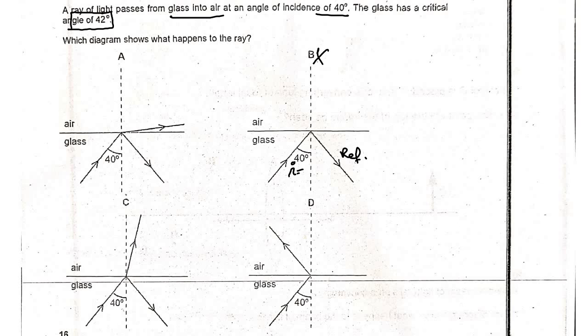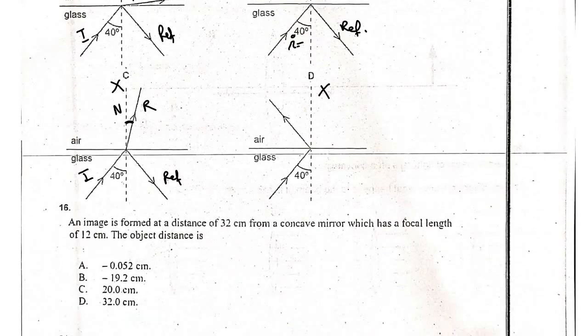In option D, we have an incorrect transfer of wave, and option C is incorrect because light has traveled towards the normal. If this is the normal, this is the refracted ray, this is the incident ray, and this is the reflected ray. So this is incorrect because light has bent towards the normal. So the correct answer will be option A, where the incident ray strikes at 40°. Some part of the incident ray is bounced back, making an angle R greater than 40° because the refracted ray has bent away from the normal, and some part of the ray is reflected. So option A is the right answer.